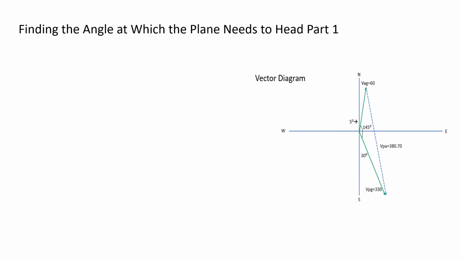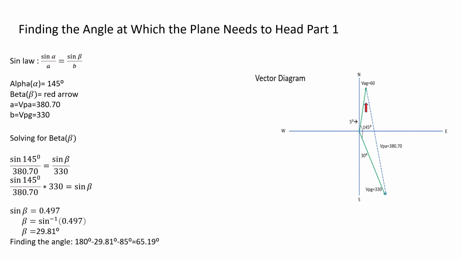To do this, I like to use sine law since we have one angle and three sides. Sine law is sine alpha over side A, which equals sine beta over side B. Our alpha is 145 degrees, beta is the red arrow, side A is VPA, which is 380.70, and side B is VPG, which is 330. So we can set up our equation to be sine 145 degrees divided by 380.70 equals sine beta over 330. So our answer for our angle would be 29.81 degrees.